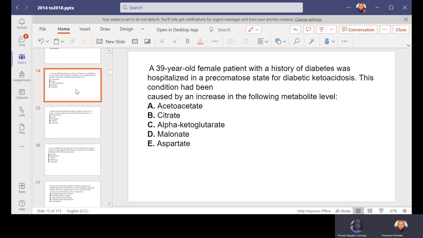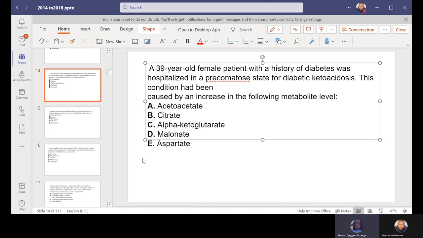Okay. Next question. A 39-year-old female patient with a history of diabetes was hospitalized in a pre-comatose state of diabetic ketoacidosis. The condition had been caused by an increase in the following metabolite level.